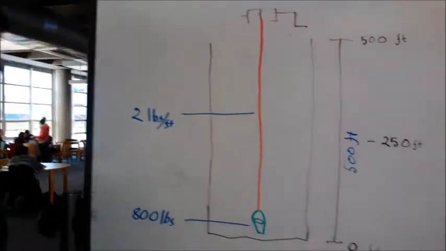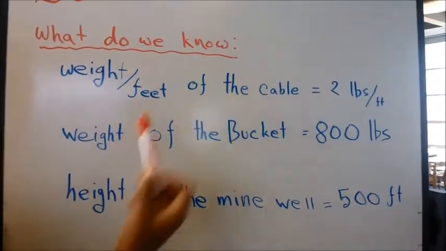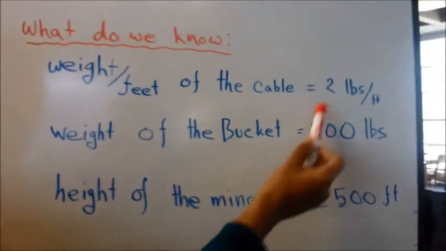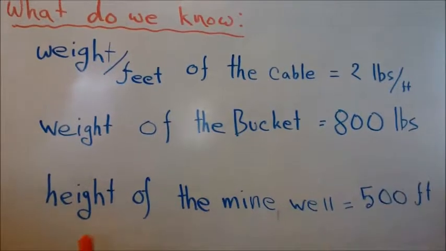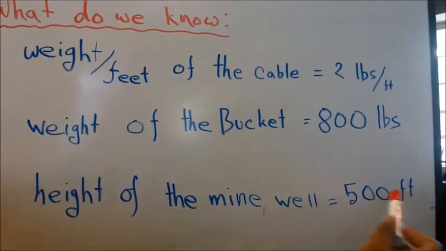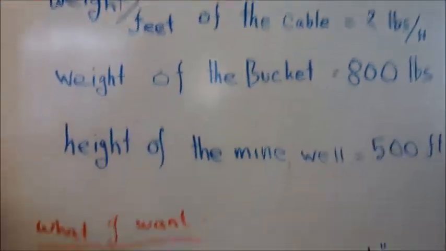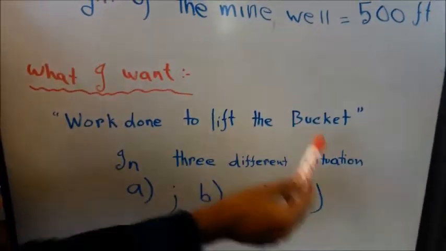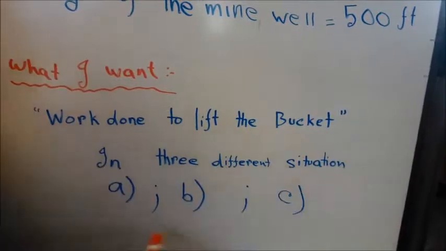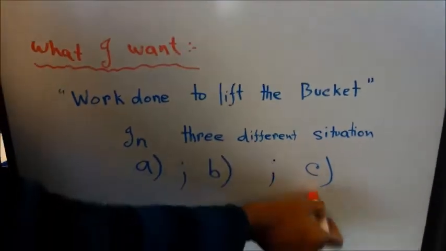So let's get to it. Okay, in part 2, what do we know? We know the weight per foot of the cable is 2 pounds, the weight of the bucket is 800 pounds, and the height of the mine well equals 500 feet. And what I want is the work done to lift the bucket in 3 different situations, A, B, and C.